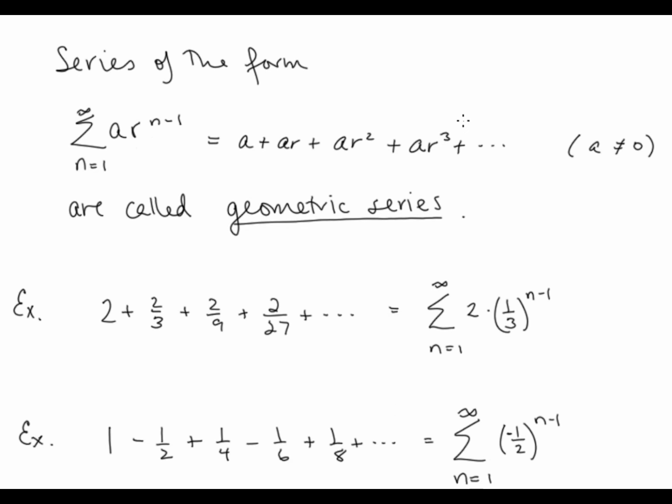Now let's take a look at the geometric series. Geometric series are of the form a times r to the n minus 1, where n goes from 1 to infinity. So that's a plus ar plus ar squared plus ar to the third, etc. And of course here we're saying that a is not 0. So for example, we have 2 plus 2/3 plus 2/9 plus 2 over 27, and that is 2 times 1/3 to the n minus 1, where n goes from 1 to infinity.